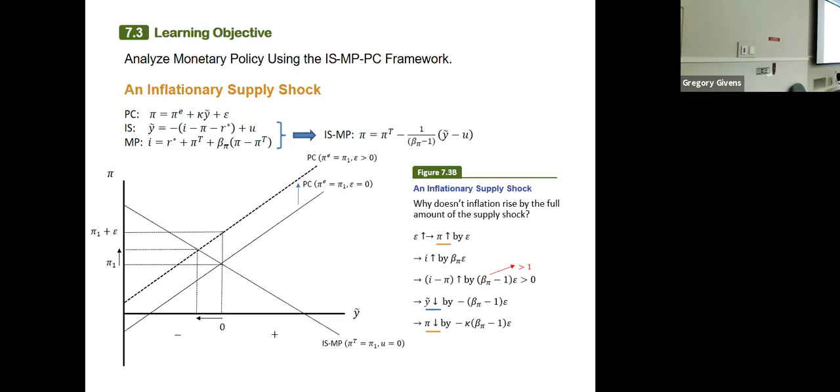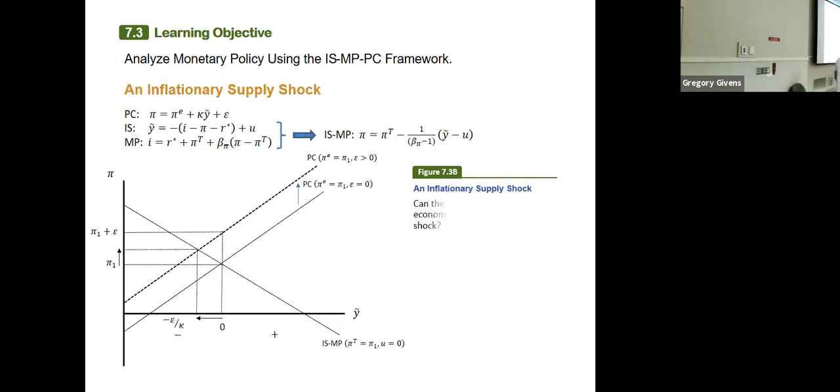Let me ask one more follow-up question here. What if the Fed responded real aggressively to this supply shock? That is, its setting for beta pi was a large number. Again, what happens to the ISMP curve in that case?